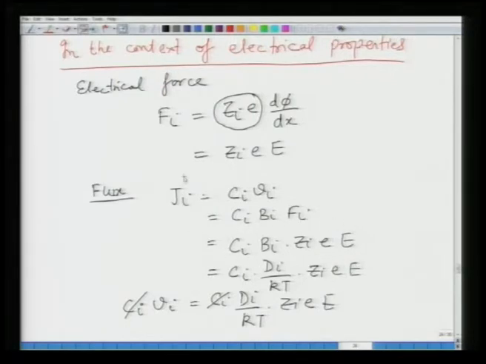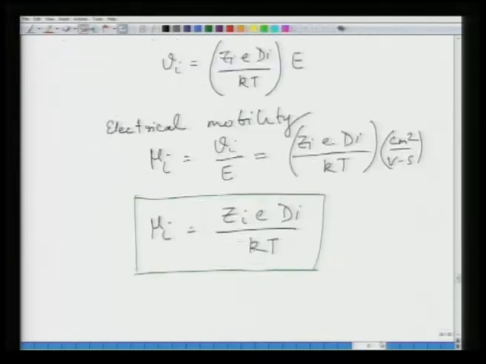So, we get the Ji expression in terms of Ci, Di's and E, and we equate it to the original expression Ci Vi. What we get from here is an expression for Vi, which is Zi e Di into capital E, which is the field, divided by kT. And from this, what we get is the mobility. This is called ionic mobility. This is not electronic mobility, this is ionic electrical mobility.